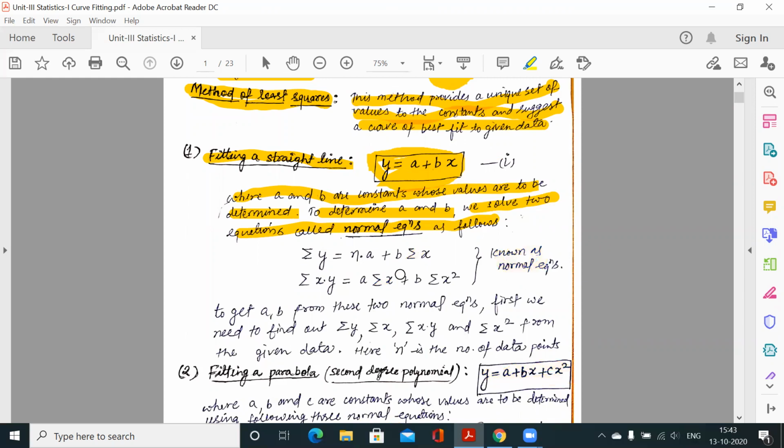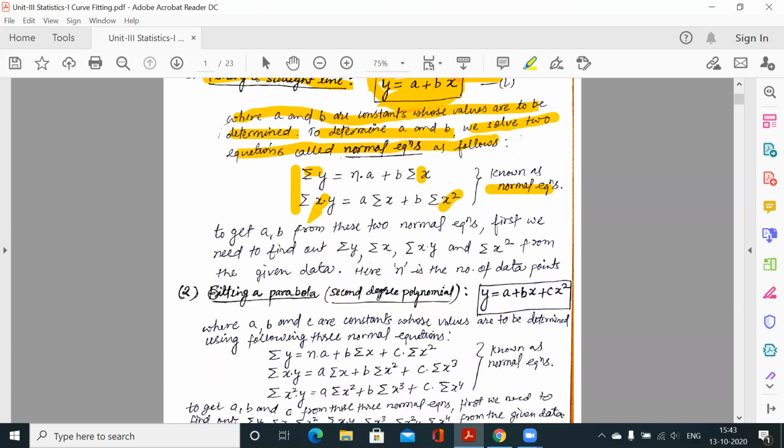For now, you remember or consider that these are the two normal equations. If you are asked to fit a straight line to the given set, then you have to find the values of a and b, for which you have to solve these two normal equations, not others. For that you have to find the summation of x, summation of y, summation of the product of x and y, and summation of x square. After substituting these values, you will get two linear equations in a and b, from which we can find the values of a and b. Then substituting the a and b values here, we will get our answer.